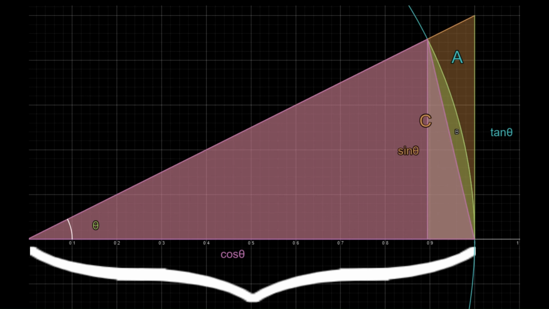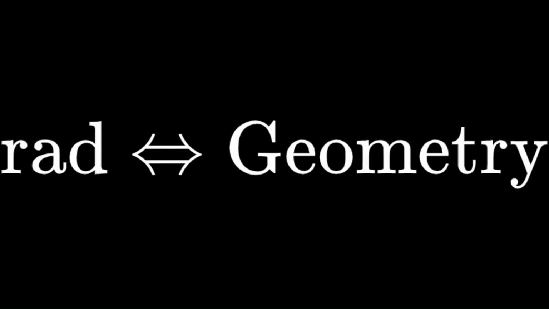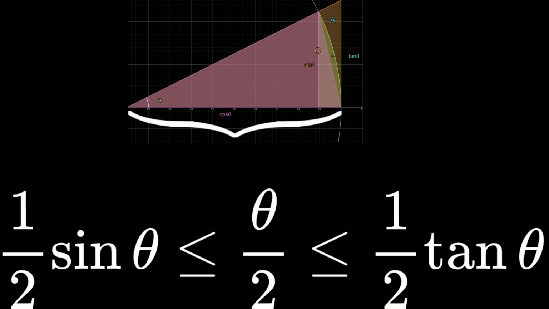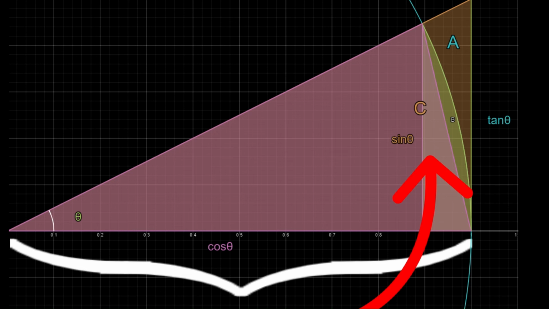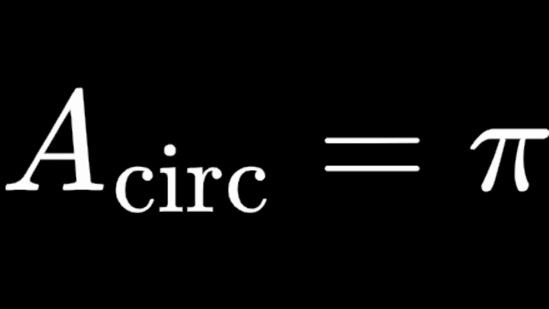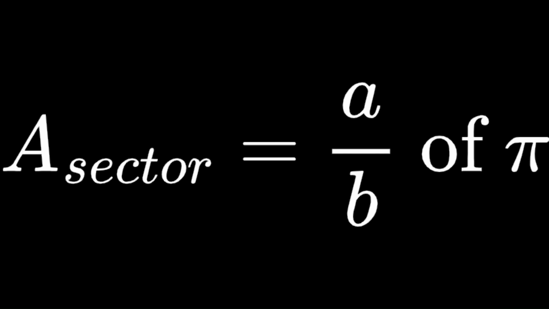Let's take a closer look at this geometry to see if the secret to our problem is hiding there. After all, the radian is interconnected with geometry. To find the areas of the triangles, we just use the definition of trig ratios for the sine triangle and the tangent triangle. But for this circular sector involving theta, we need to use a different strategy. We know that the area of the whole circle is pi because it's a unit circle. So this sector must be some fraction of pi.